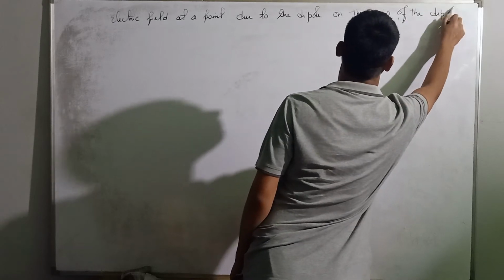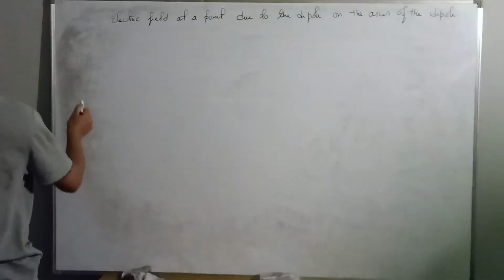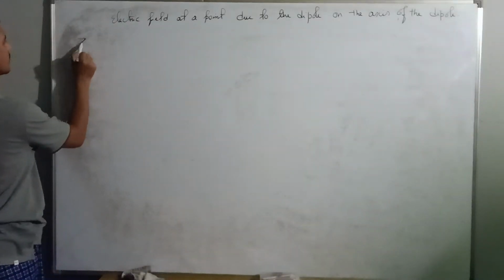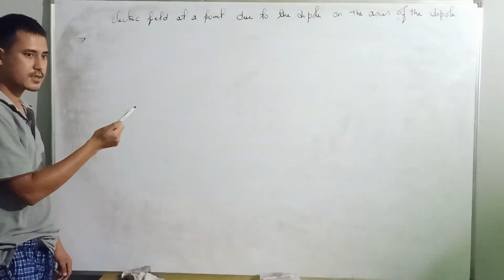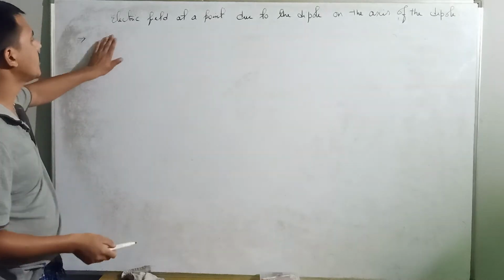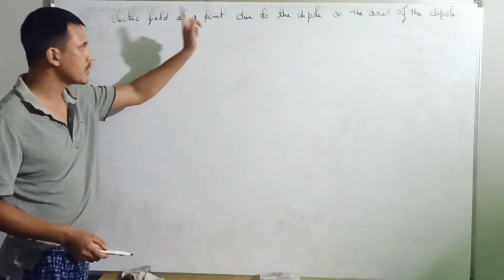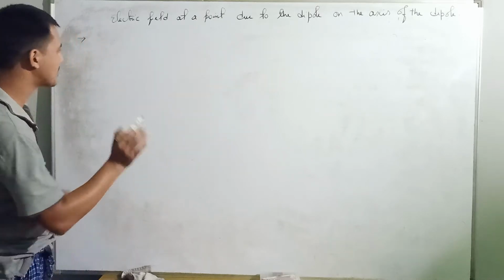I think I should improve my handwriting because everyone will be watching the video, at least a few of you. Electric field, but my handwriting is much better than this, okay? The marker is a handwriting killer. That is why. Electric field at a point due to the dipole, but where? On the axis of the dipole, okay? Yes, so I'm going to draw the figure.